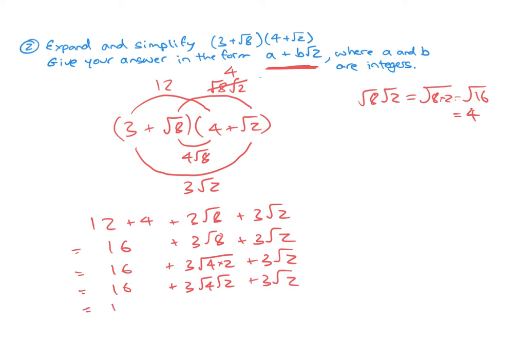Hopefully you can see then that that is going to give me 16 plus 3 times the root of 4 is 2, root 2 plus 3 root 2. So finally I'm going to get 16 plus, I have 8 root 2 here, plus 3 root 2 here. So that is 16 plus 11 root 2.